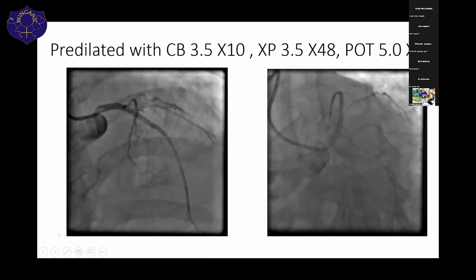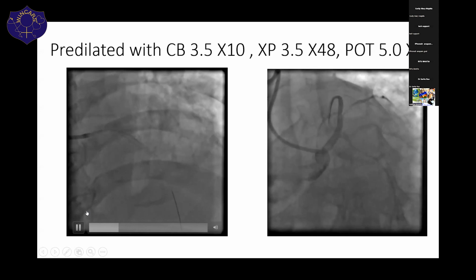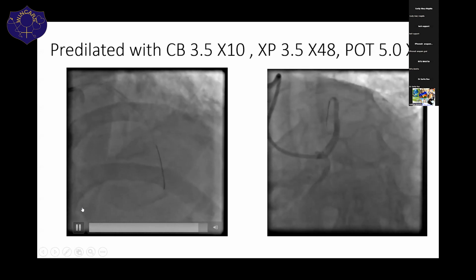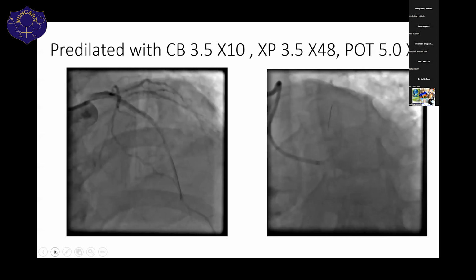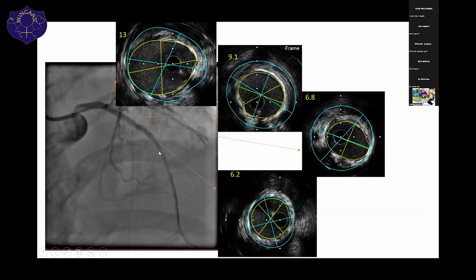We did the cutting balloon 3.5/10. We did a 3.5/48 Xpedition stent, and we did a POT 5.8. And these are the post results, the MSAs, which are more than 6. In the LAD 6.2, 6.8. And as you come to the ostium, according to the new criteria, it should be more than 8. And you can see the 9.1, 13.